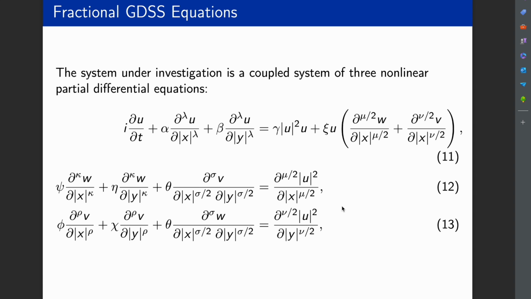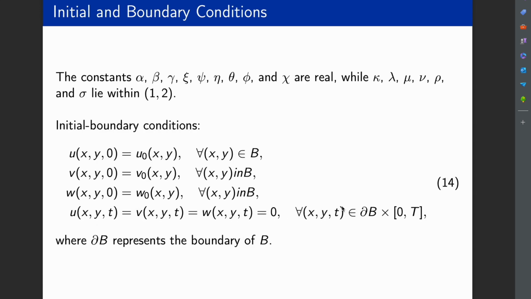The generalized Davey-Stewartson system will look as follows using fractional order integration. Now we are going to see that we have new variables for the integration orders. The parameters remain the same, they have to be real constants, but the order of the derivation will lie between 1 and 2. We also need the initial and boundary conditions, so the order of the equation system remains the same.